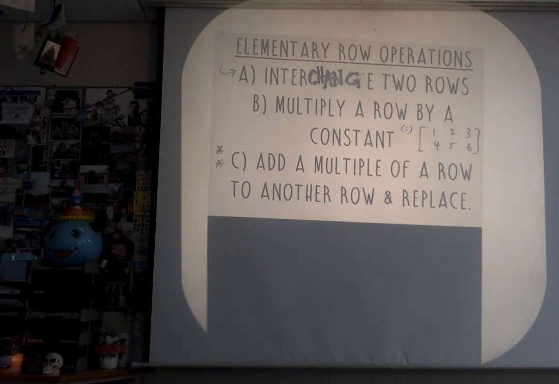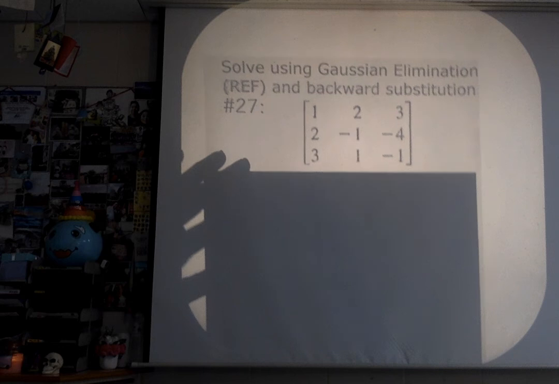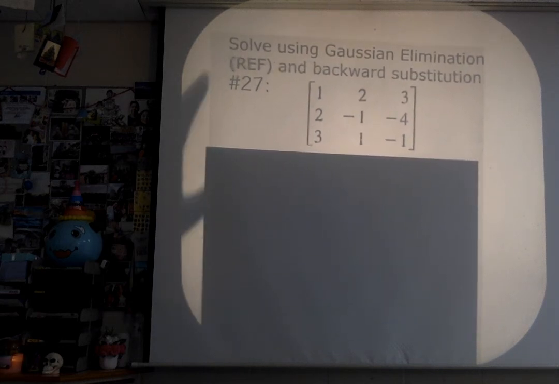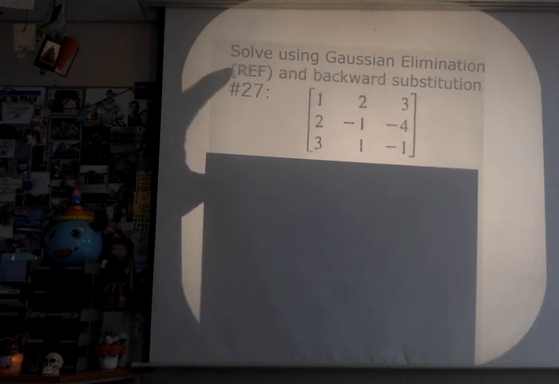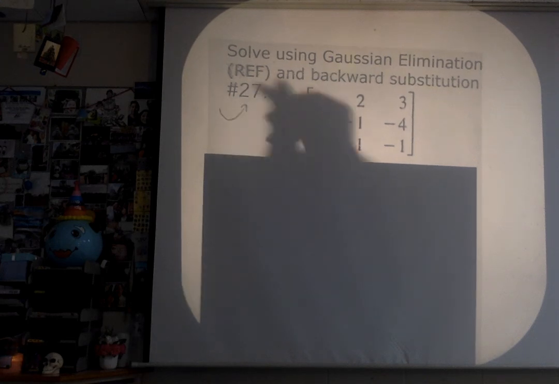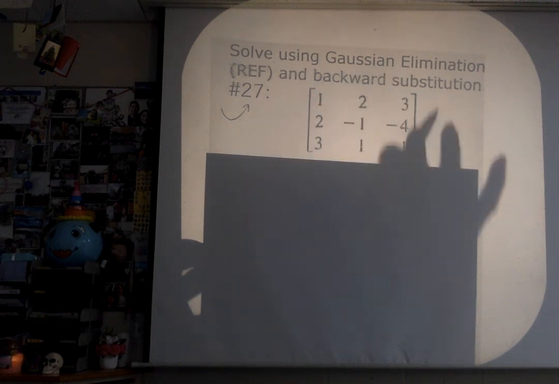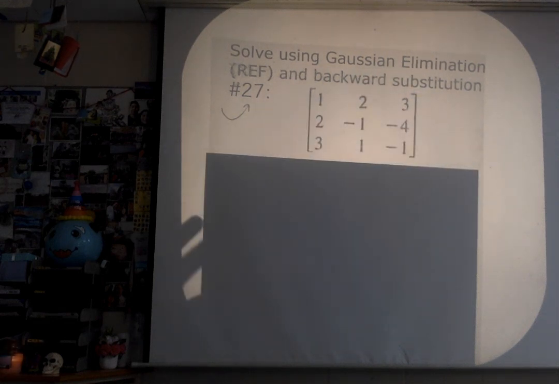All right, so here's what we're going to do. Are you ready? We're going to attack a problem. We're going to do number 27 from your book. All right, number 27. Let's write this down, okay? I'm going to go through it step by step for you. Solve using Gaussian elimination, REF. Gaussian elimination is REF. Row echelon form and backward substitution. We're going to solve this sucker, okay? So clearly we're solving for an XYZ because this stemmed from a linear system, right? And we've converted it to a matrix form, okay?